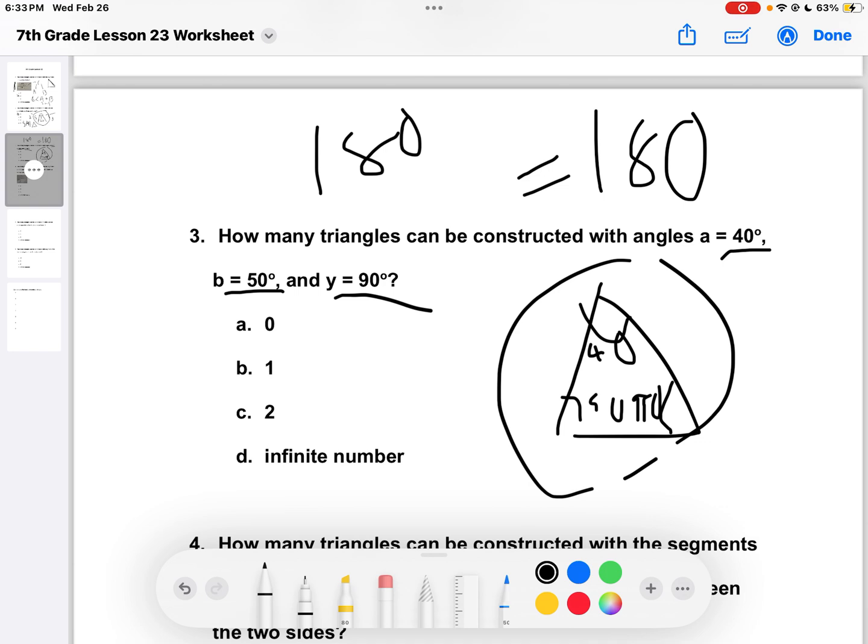You can enlarge it, you could make it smaller. Only the side dimensions will change. The shape itself will never change. That means only one type of triangle can be constructed.